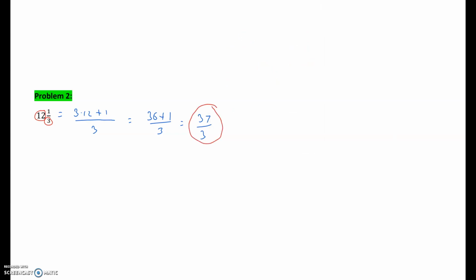That's actually it. It's just a couple of examples where we're expressing a mixed number as a fraction. In this case, all of these results will end up in an improper fraction.